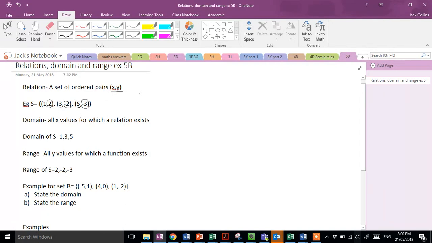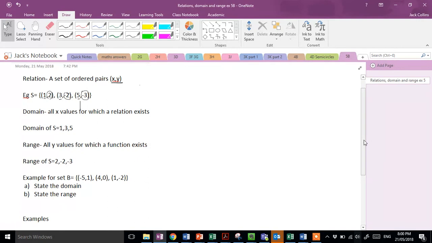Okay, so you're just reading off the ordered pairs for x and y values, which relate to domain and range. So just think domain is always x, range is always y. So make sure you get that into your books.